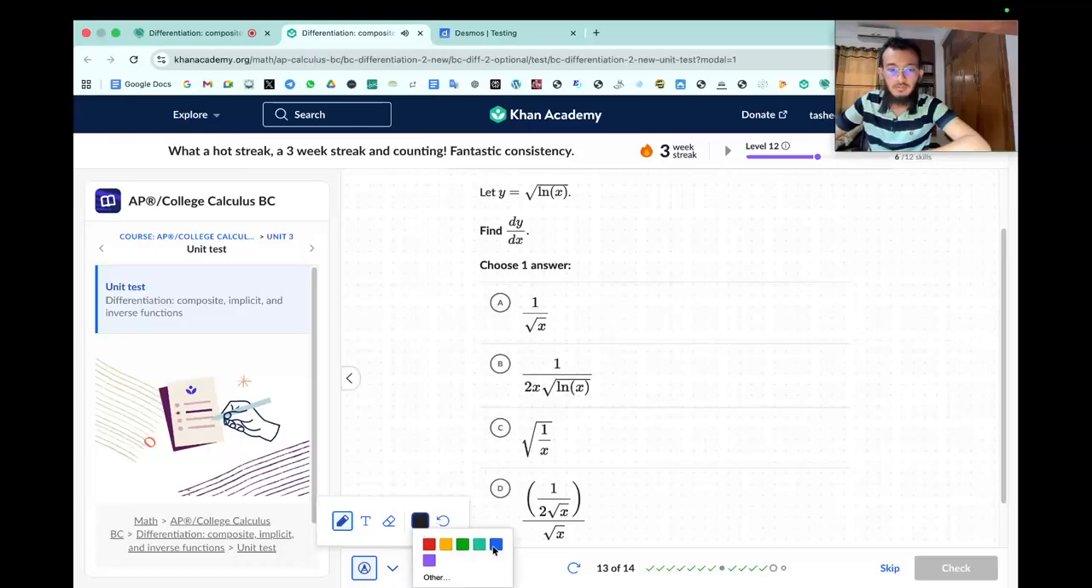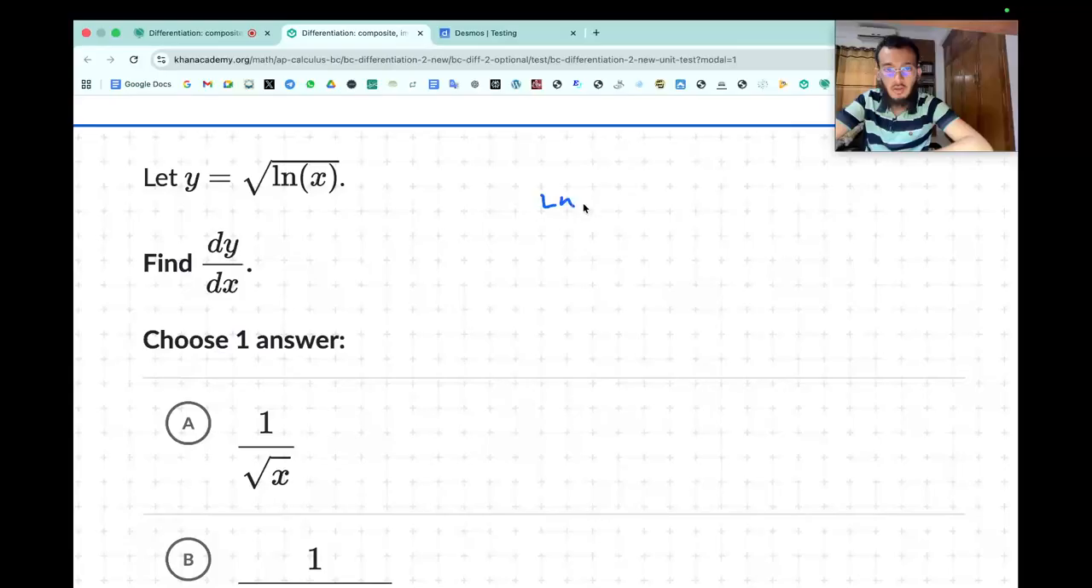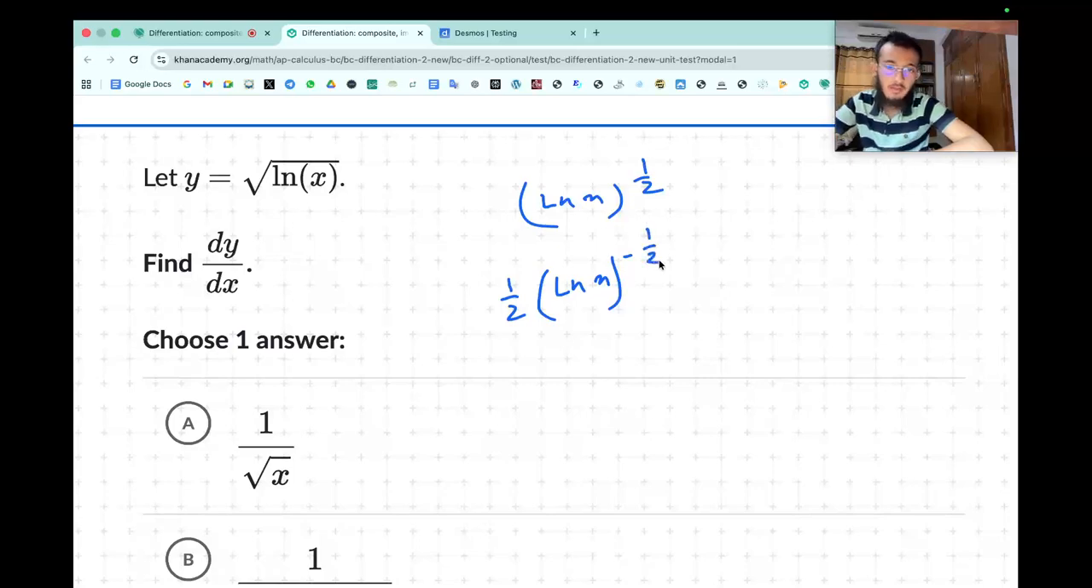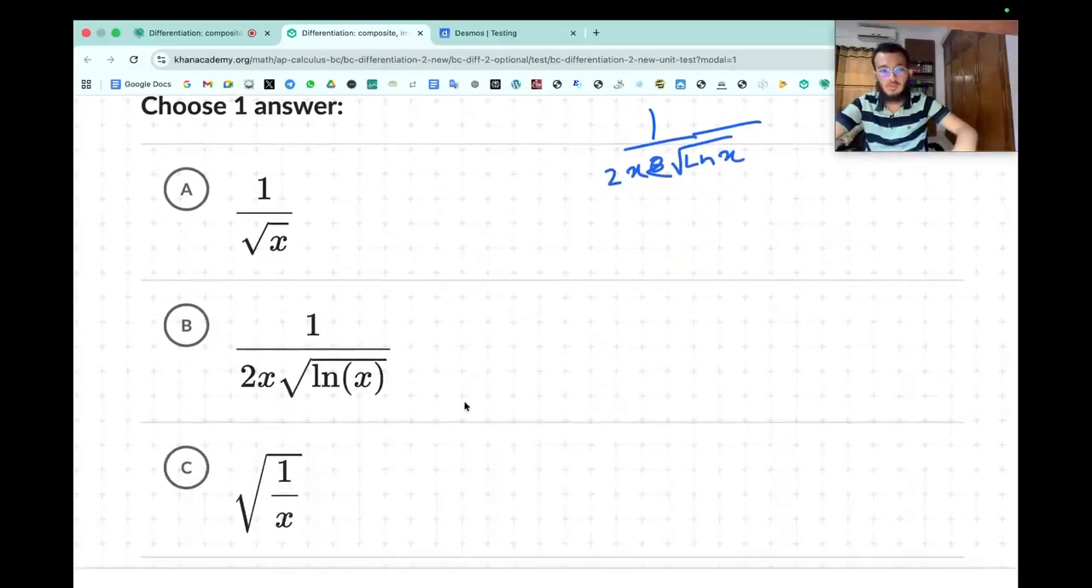So we are given ln x to the power half. This is the same as the root, and we're told to find dy by dx. So first we use the chain rule: half ln x to the power negative half times the differentiation of ln x, which is 1 upon x. So half times 1 over root of ln x, and we also have the x. So this is our answer.